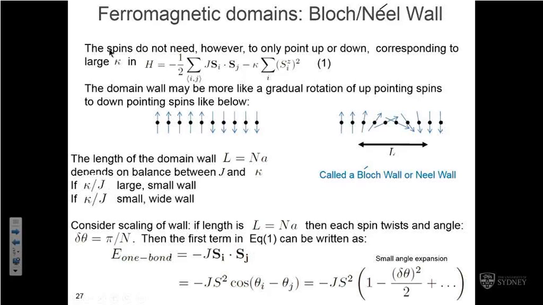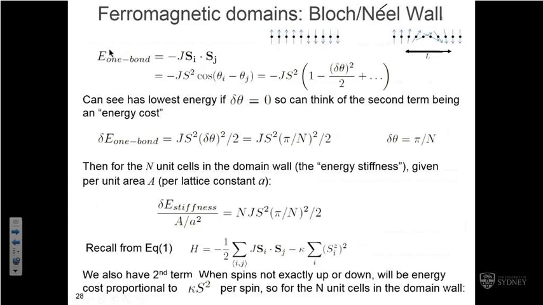Okay. So, yeah, we have this expression from before, okay? And, you know, you can see that it has the lowest energy if the cos goes to 0. But there is another cost that we have to consider. As I said before, it's a balance between two costs. The other cost is what is called energy stiffness. Now, I'm just going to give you the formula for it here. I'm not going to bother deriving it.